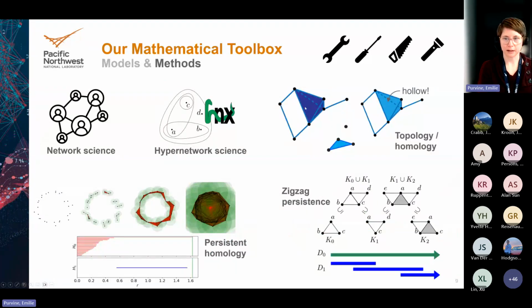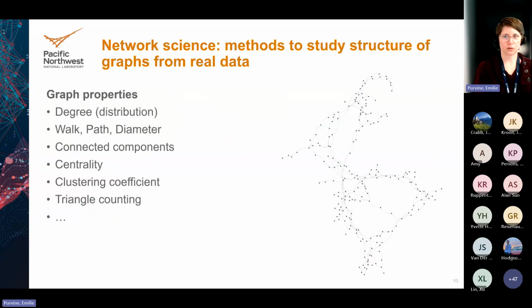All right, so the methods then. I'll talk briefly about each one of these: network science, hypernetwork science, topology, persistent homology, and zigzag persistence. So we'll walk through these in a logical order, starting with network science. I've already kind of described what a graph is, right? It's a bunch of vertices connected by pairwise edges. Network science is a method to study the structure of graphs from real data.